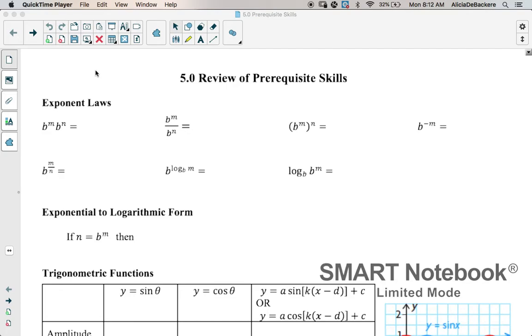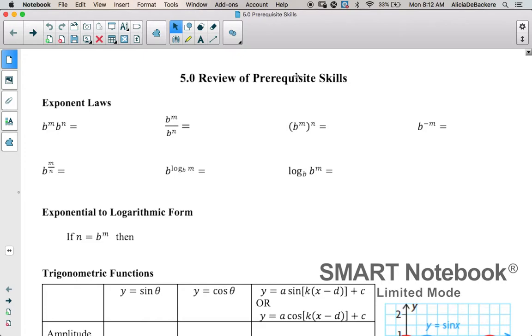Hey, welcome to Chapter 5. In Chapter 5, we're going to be looking at derivatives again, but this time we're going to be focusing on exponential functions and trigonometric functions. So we're going to do a quick review of some of those skills before we get into the derivatives.